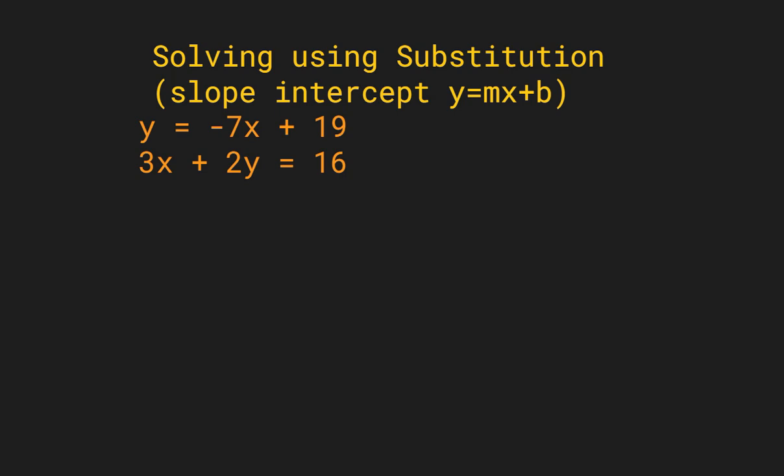And ultimately, if I were to graph this line, and if I were to graph this line, where they intersect, that would be their solution, which would look like an ordered pair of x comma y. And that x would actually be what x equals in both of these equations. And that y would actually be what y equals in both of these equations.